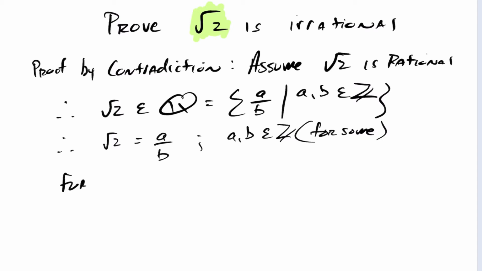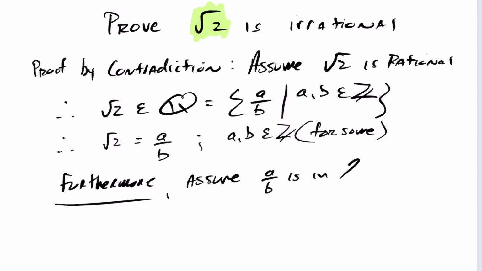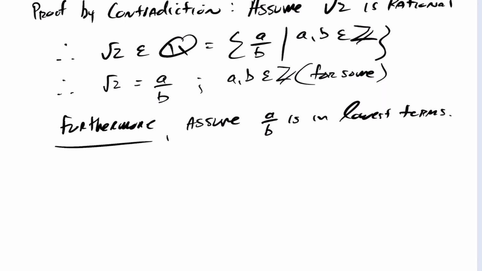Furthermore, and this is a really important assumption I want to make here, I'm going to assume, and this is fair to assume, that a over b is in lowest terms. Right, so I'm going to assume that a over b is in fact in lowest terms. And that's a fair assumption to make here. You can assume a over b in lowest terms, because if it wasn't, then you could reduce it.